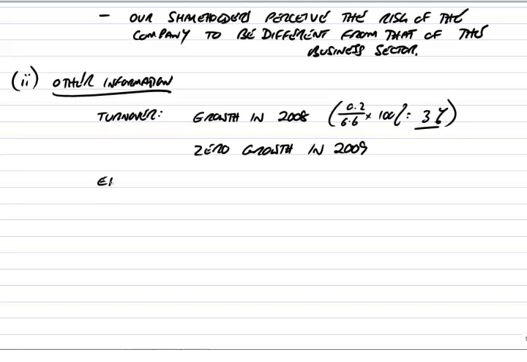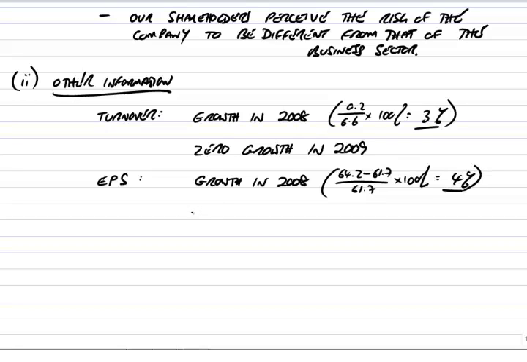What about earnings per share? Again, there was growth in 2008. Again, you don't actually need the figure, but what was the growth? 64.2 as against 61.7. I think the growth is about 4%. But it fell in 2009. And again, a bad sign.